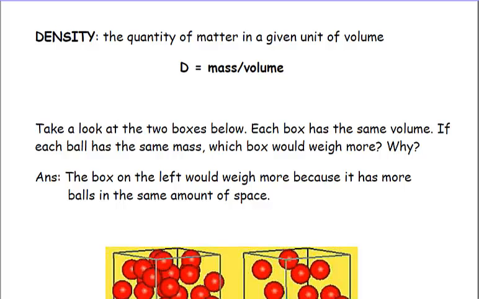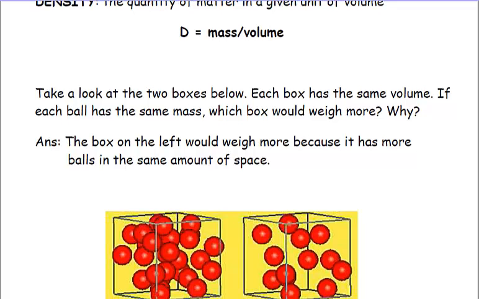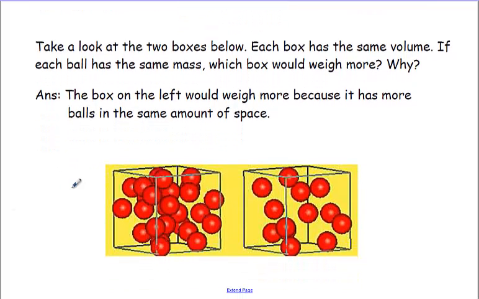Okay. So to end this lesson, our last page in our notes, for some reason, goes back to density, but we do want to relate this to gases as well. So density is the quantity of matter in a given unit of volume. Remember, density equals mass divided by volume. So if we're taking a look at these 2 boxes, each box has the same volume because they have the same size or same shape, I guess, and same size.